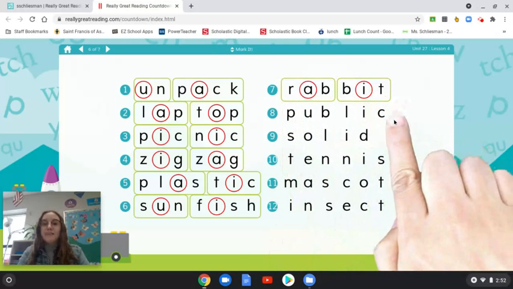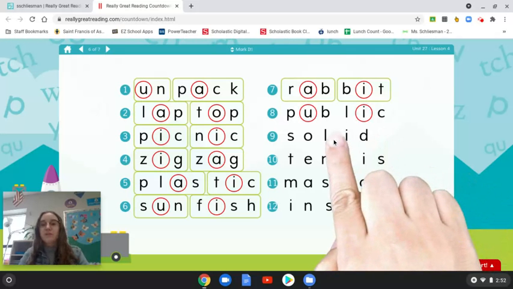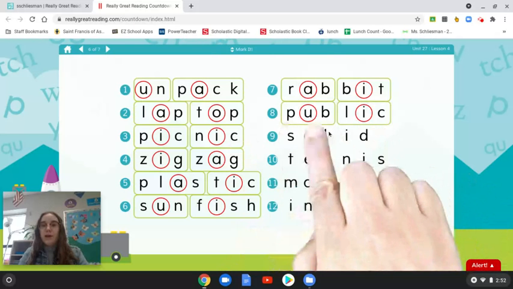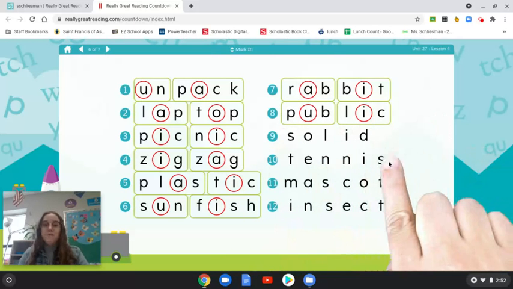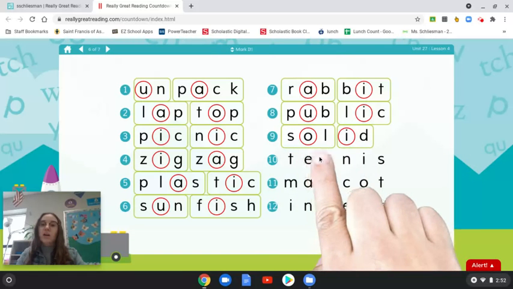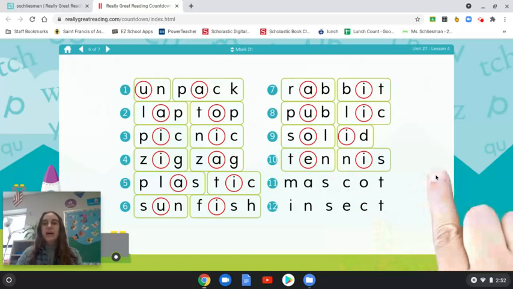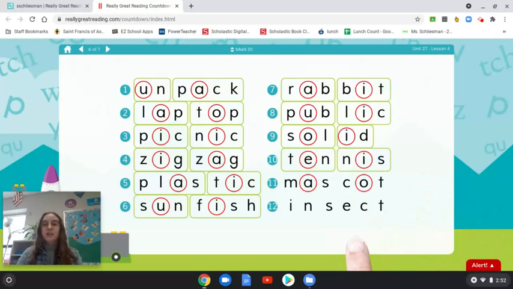Rabbit. Number 8, here are our 2 vowels. They are not next to each other, so we have 2 syllables. Public. Number 9, here are our 2 vowels. They are not next to each other, so we have 2 syllables. Solid. Number 10, here are the 2 vowels. They're not next to each other, so we have 2 syllables. Tennis. Number 11, here are the 2 vowels. They are not next to each other, so we have 2 syllables.